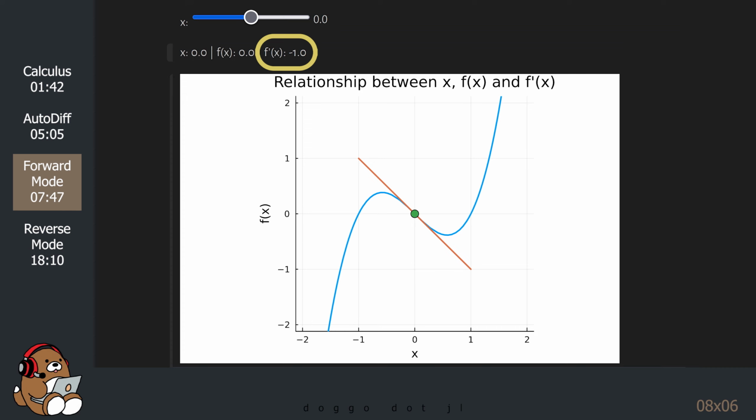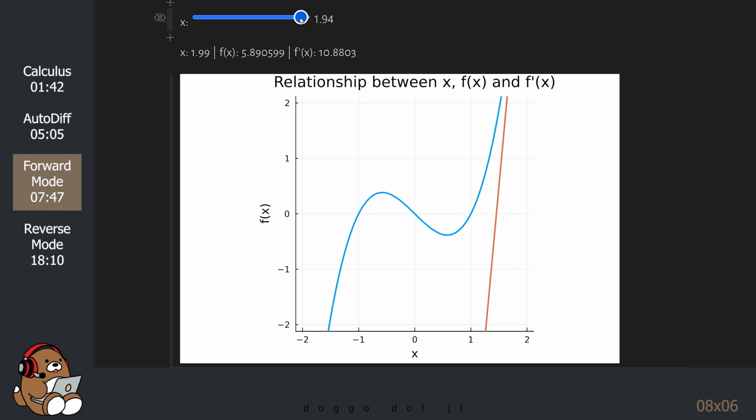As you can see, the initial slope is -1, so the line is sloping down at a 45-degree angle. The value of the slope of that line is the same as the value of f prime of x, which is the derivative function of f of x. As we move the slider, you can see that the slope of the line segment changes so that the line is always tangent to the curve for any value of x.